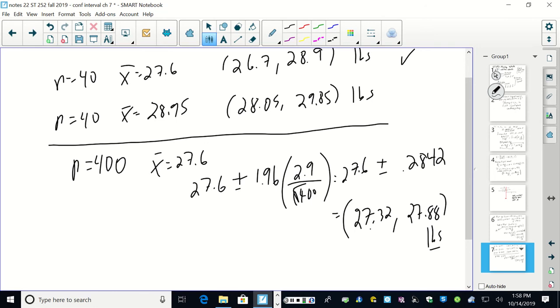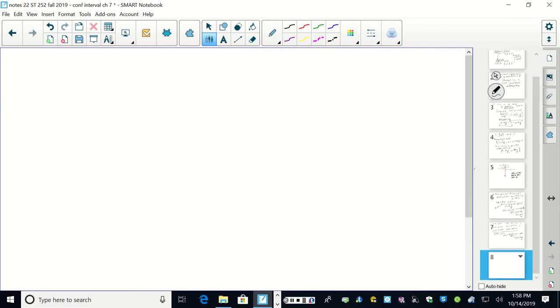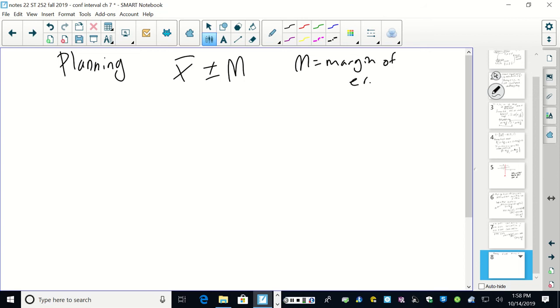When you get ready to do a study, what error do you want? What margin of error do you want to have? Study planning. Our intervals have x bar plus or minus m, where m is the margin of error. And this margin of error is our normal value times sigma over the square root of n. So we can choose a margin of error. We'd like plus or minus half a pound, plus or minus quarter pound, something like that. And then figure out what the sample size should be.